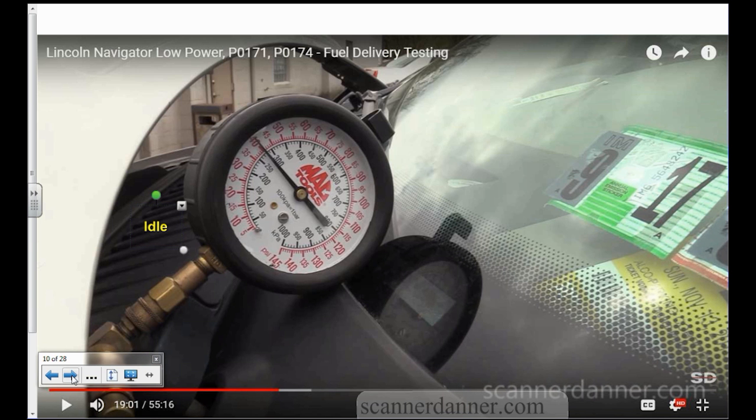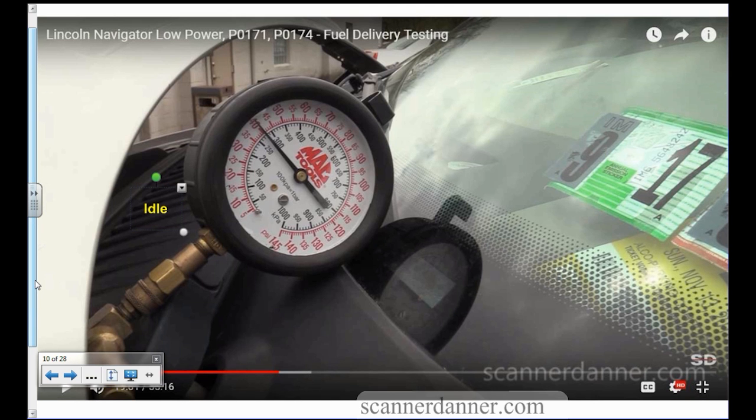I do a fuel pressure measurement. Schrader valve, nice and easy to connect the gauge. And I have a roughly 42 PSI reading. My camera angle's off there, but about 42 PSI at idle. I don't know my spec yet, but that's what I got.